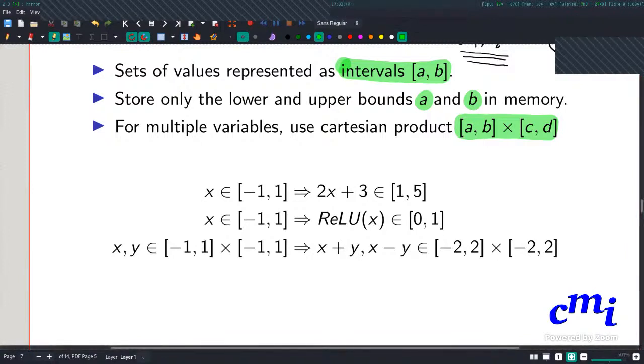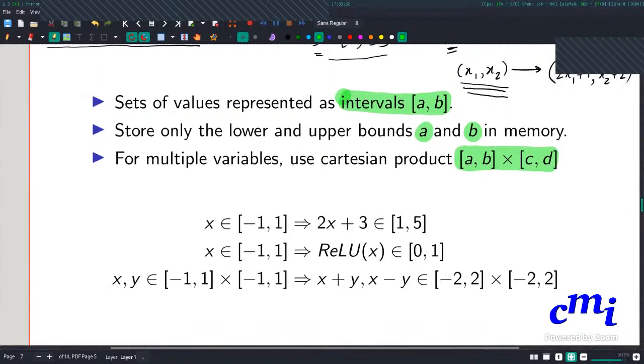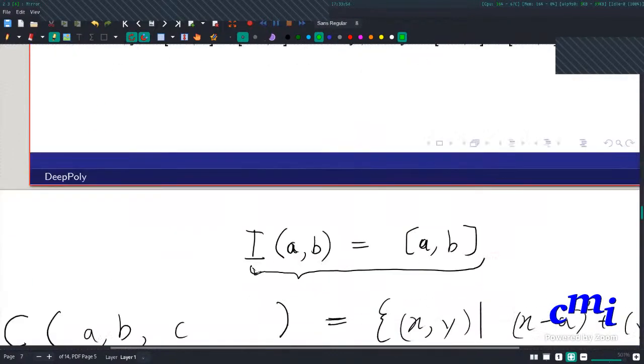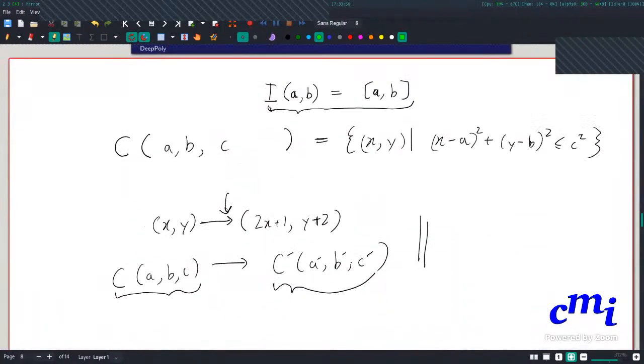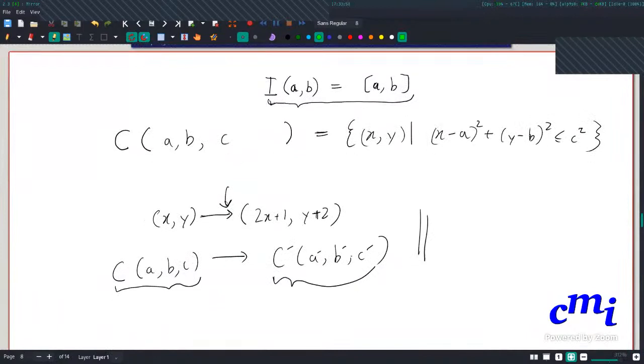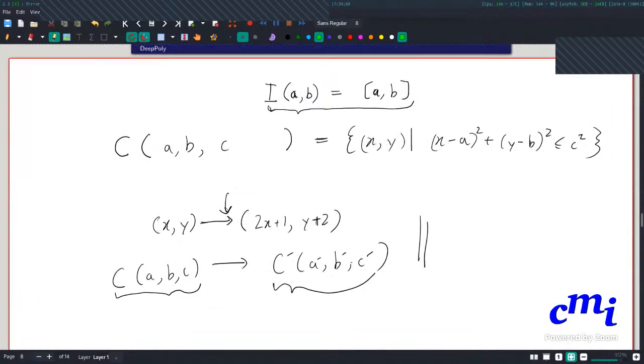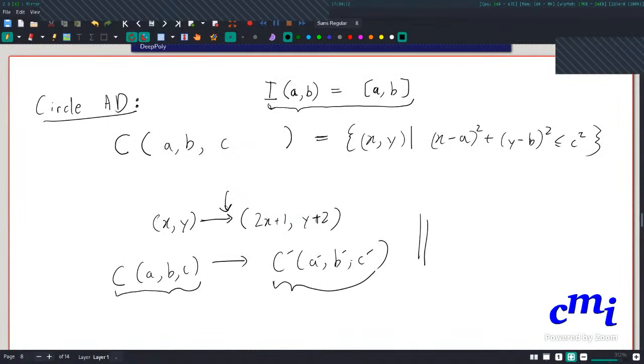So I'm just going to go over this example where we are using intervals and Cartesian products, and then maybe if you want, I can also flesh out this circle interval domain that you are proposing over here, right? Yeah, it's fine. Yes, this is an interesting idea.